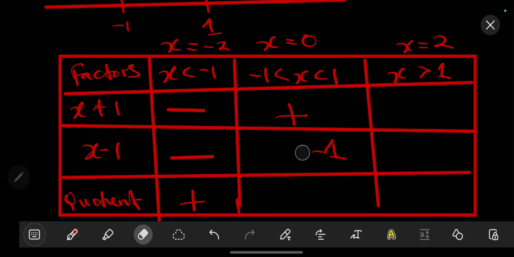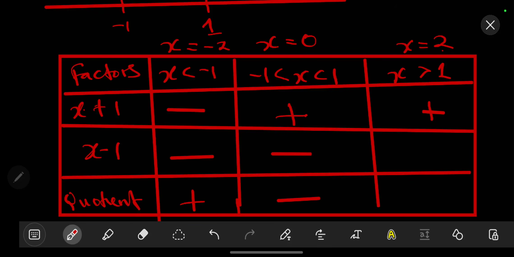In this case, the sign will be negative. Positive divided by negative gives us a negative. Then we get this 2 and put it there. We are going to have 2 plus 1, which will give us 3. So the sign there will be positive.